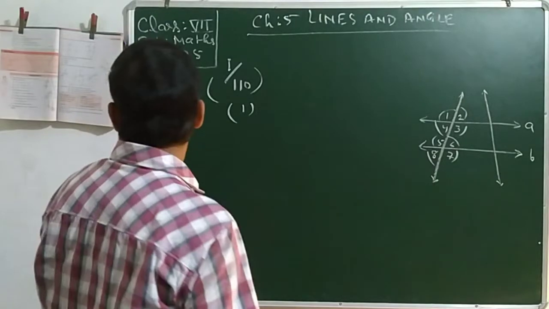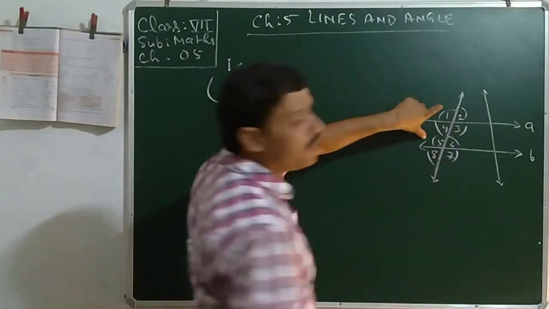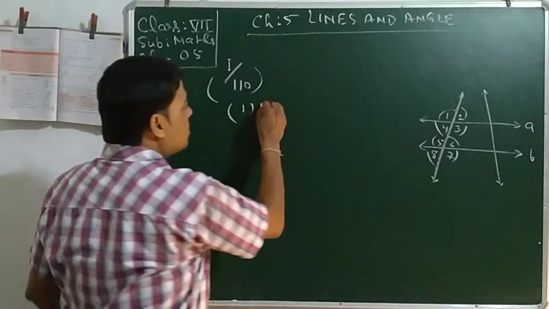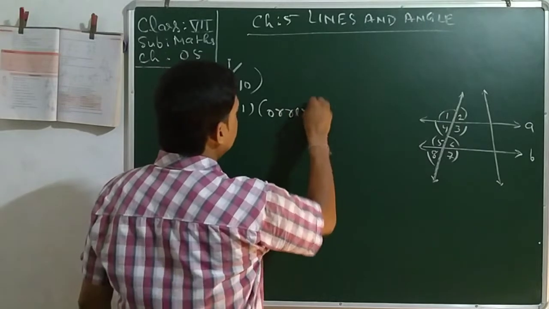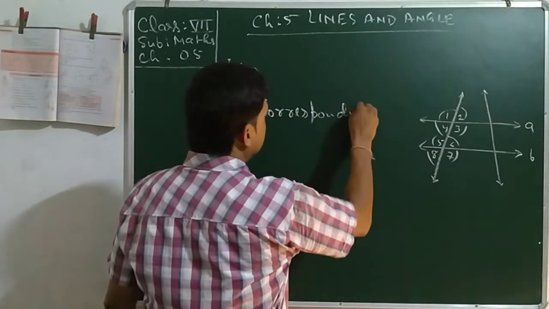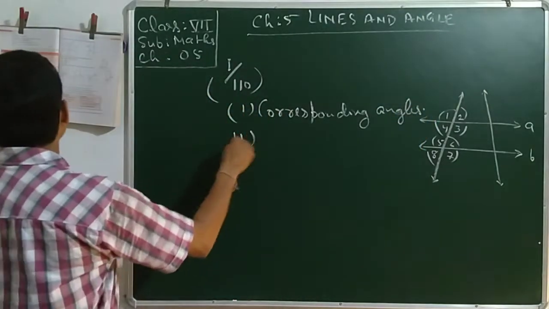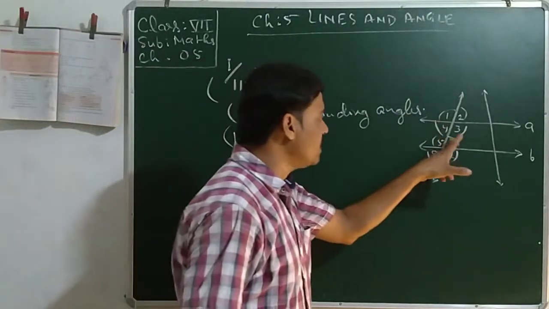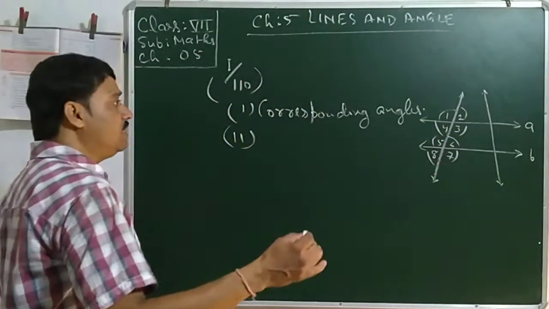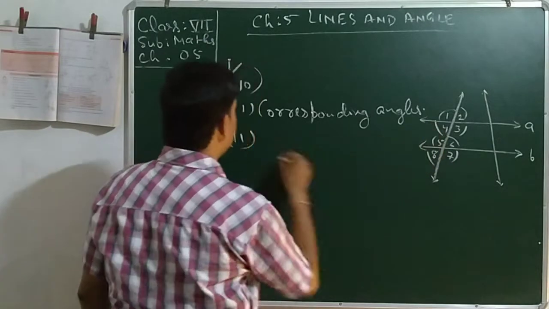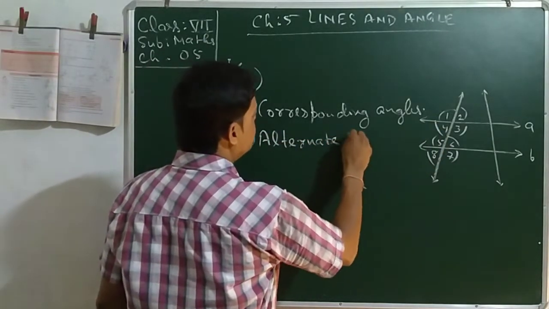But the first thing, that is angle 1 equals angle 5. If you recall the properties I had explained to you, number 1 was that these are corresponding angles. So we can write here corresponding angles. In the second, it is angle 4 equals angle 6. If you recall my properties, you will learn that they are alternate interior angles.